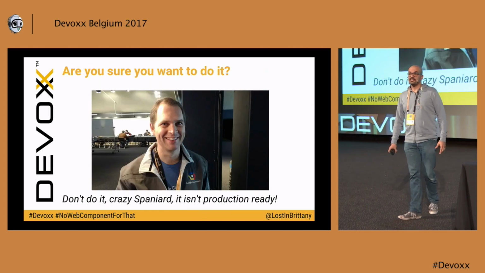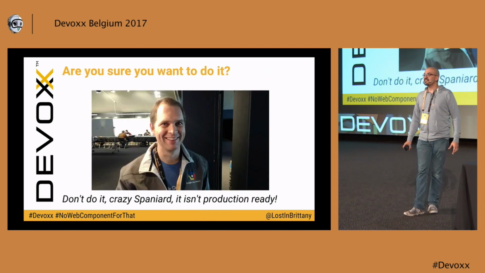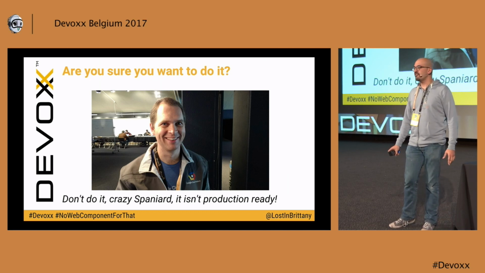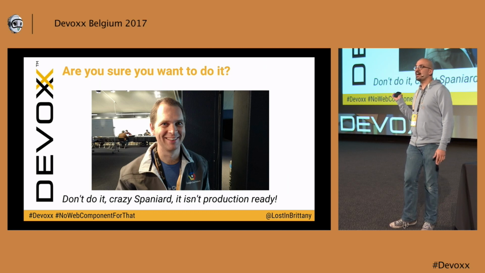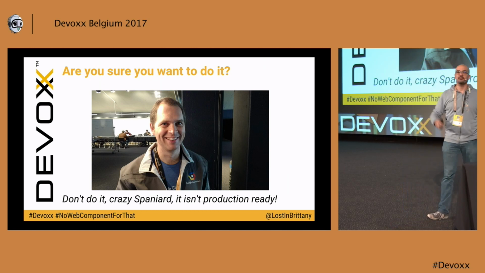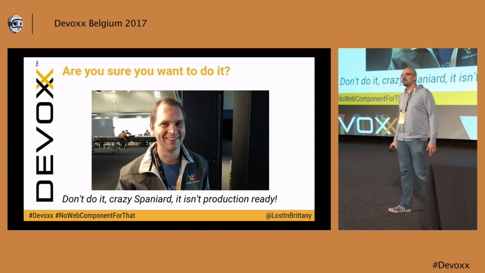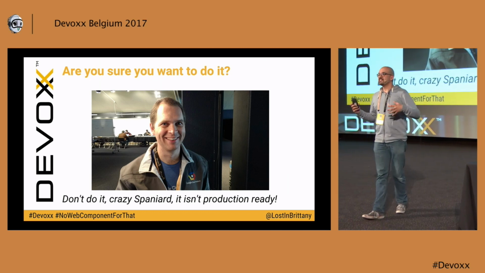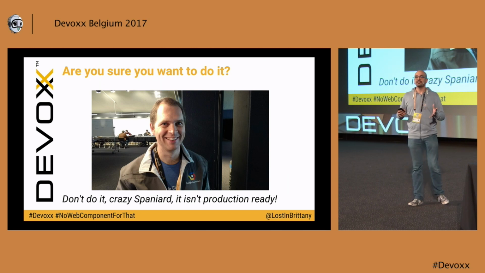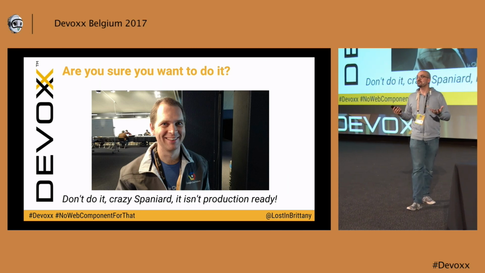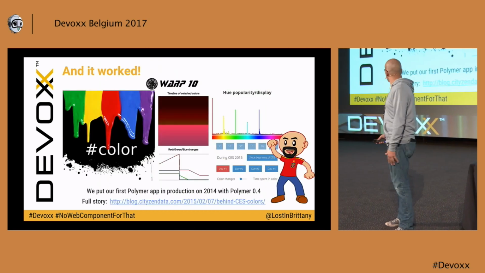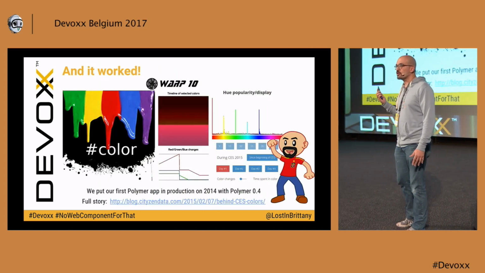It wasn't easy. The technology was young, not very well supported. There were polyfills everywhere, and many Google guys like Alexi, you can see him at the Google booth over there, told me, you are crazy, it's an alpha, it's not production ready, don't do it. But when you are in need, you cannot afford to be picky.